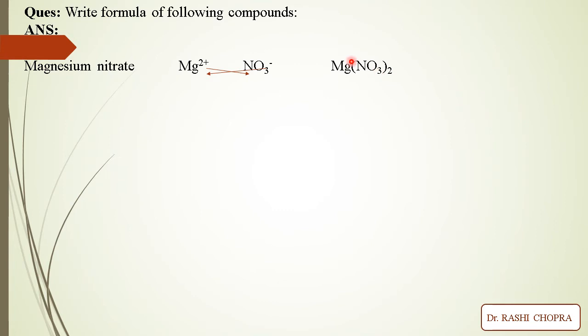And this bracket, please remember, will always be seen if your cation or anion count is more than 1. So if your anions are more than 1, a bracket has to come, and then you write 2. Since the nitrate count is 2, you put a bracket and write 2 down. So you just need to exchange the numeric values of the charges. This is how the formula is written.